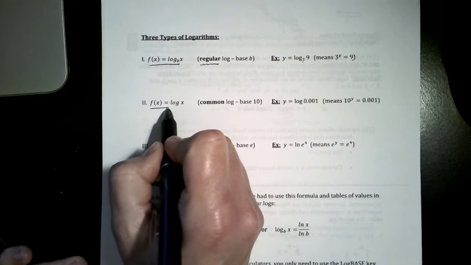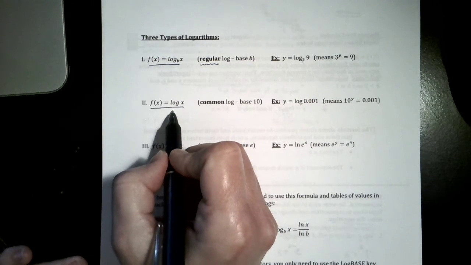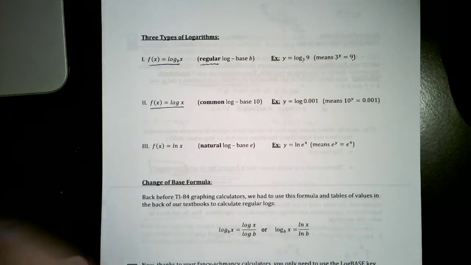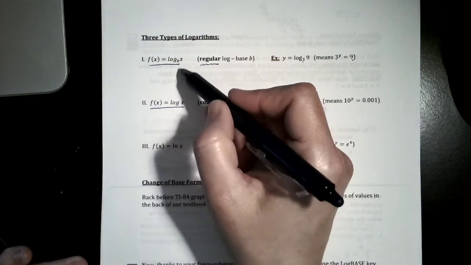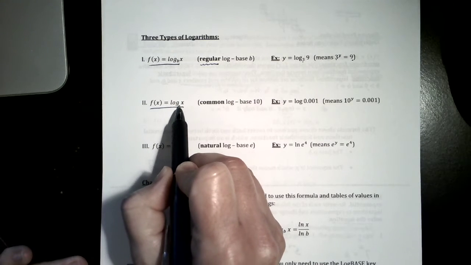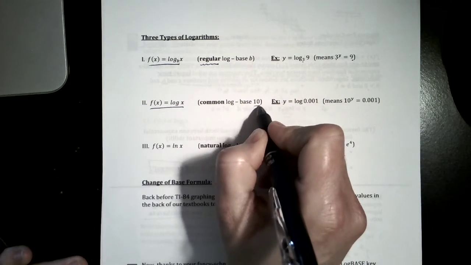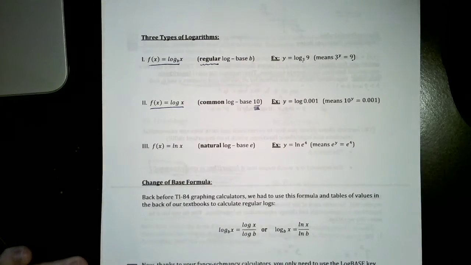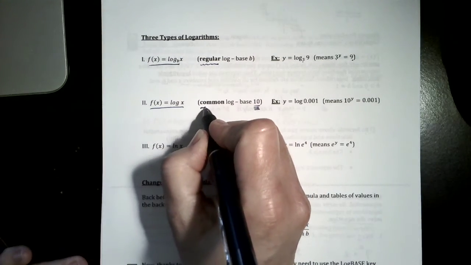Notice the difference between the first kind and the second kind. What's missing? Oh, there's no b in there, right? This one has a b up here, and this one doesn't. If you see a logarithm written without a base, then it's understood that the base is automatically 10. This is called a common log.